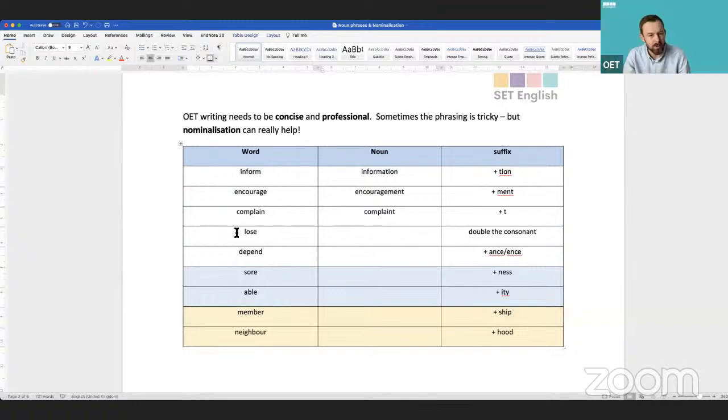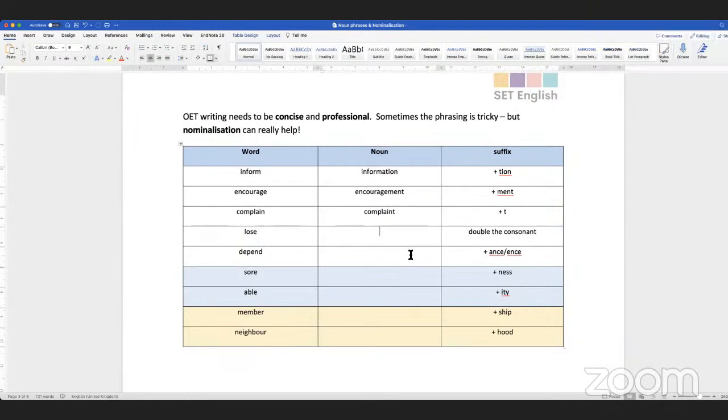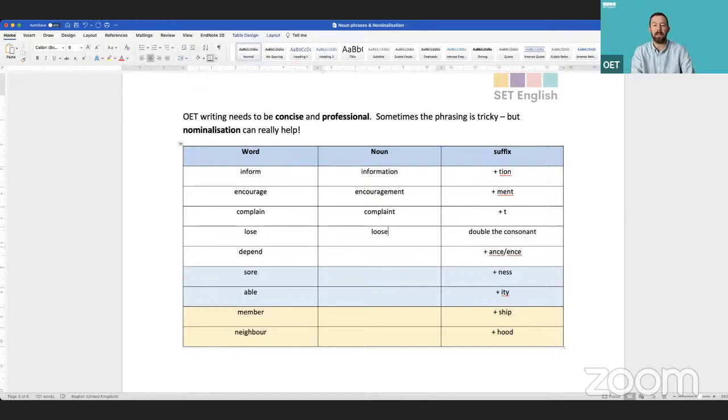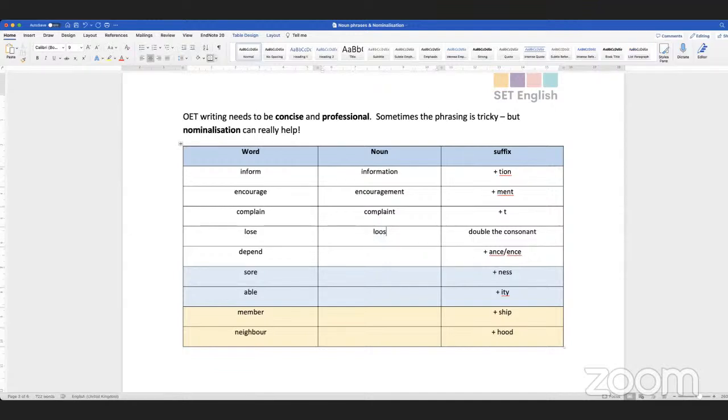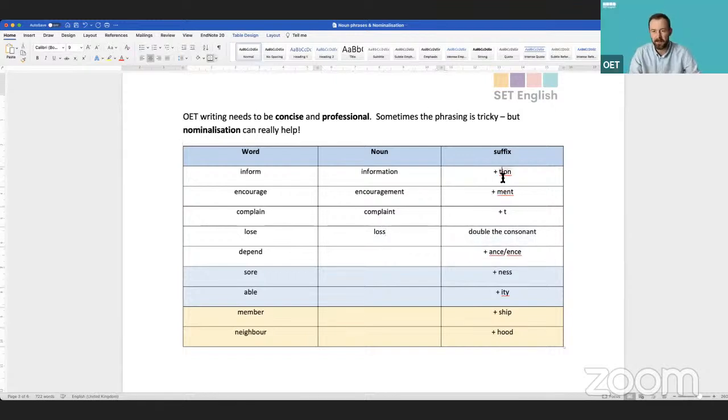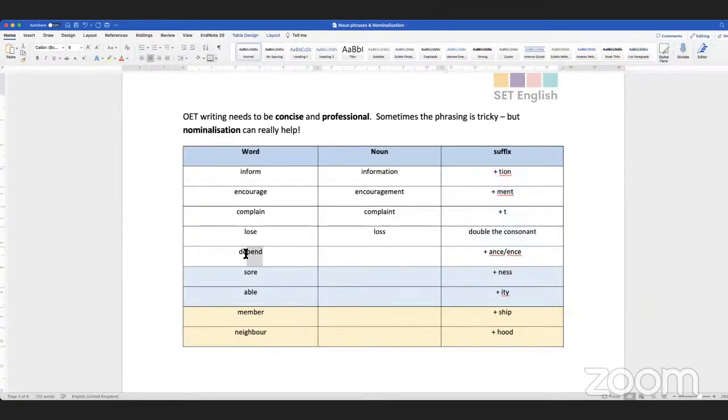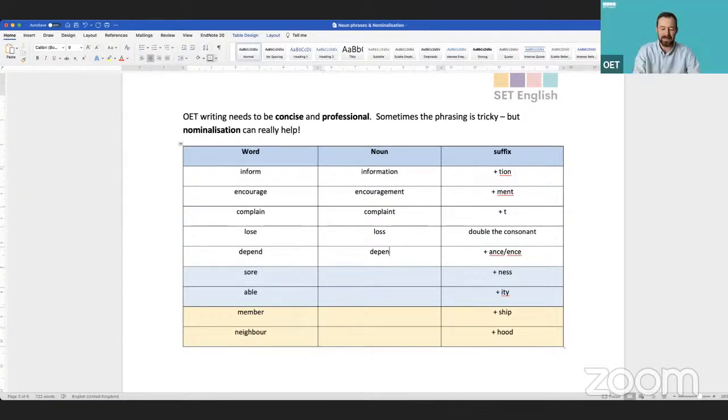Okay. Hello. Lose. What's the noun of lose? Loose? Oh, like that, loose. Well, actually, no, that's an adjective. That means that my shirt is quite loose. It's not lost, it's loose. The noun is LOSS, with a double consonant. Okay, we can see the rules down here. What about depend? What about that one, Hadi? Dependence. Yeah.